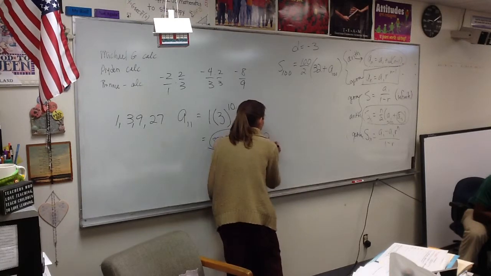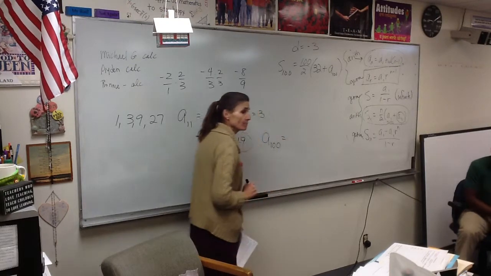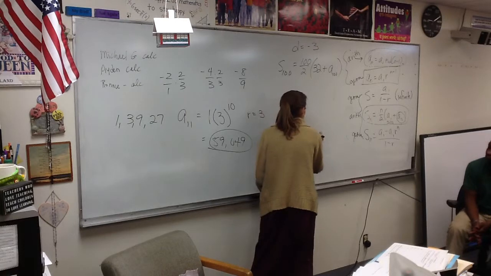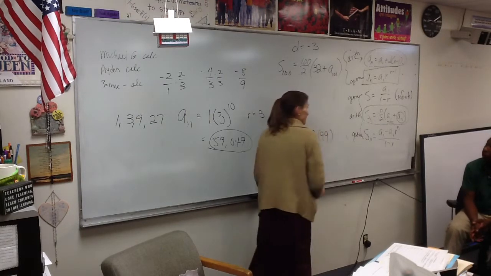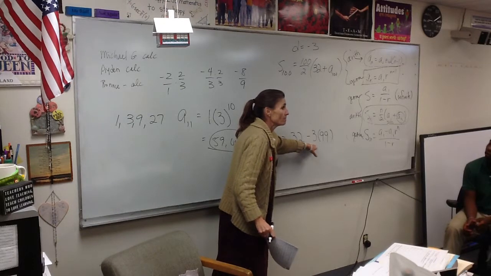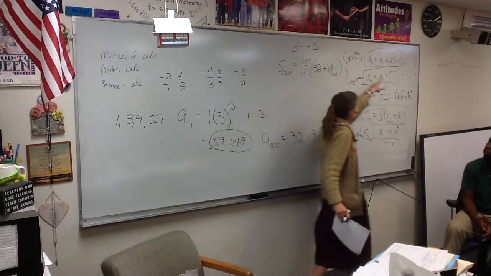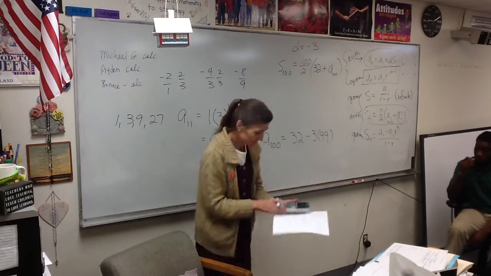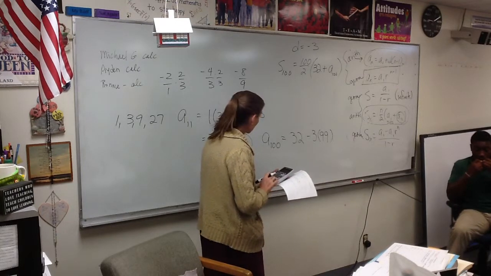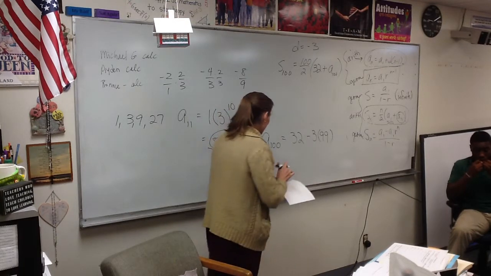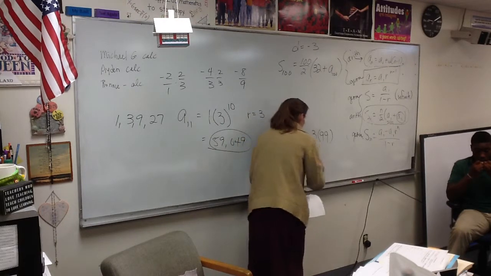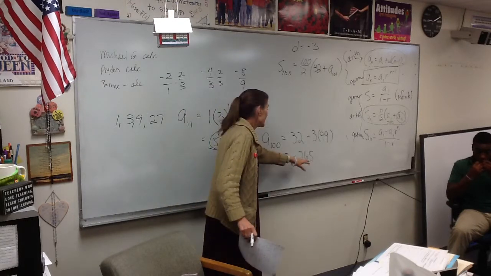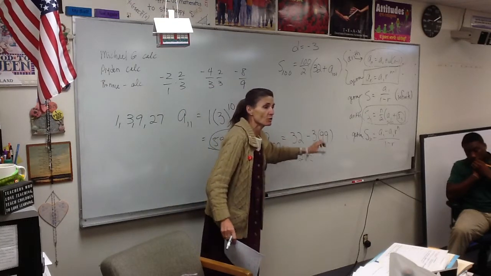So over to the side, A sub 100 equals 32 minus 3 times 99. Where did this minus 3 come from? That's my common difference, right? That's not bad. So now I'll figure that out. Negative 265. Now, every time kids get all excited, negative 265, there's my answer. Put a circle around it, move on.